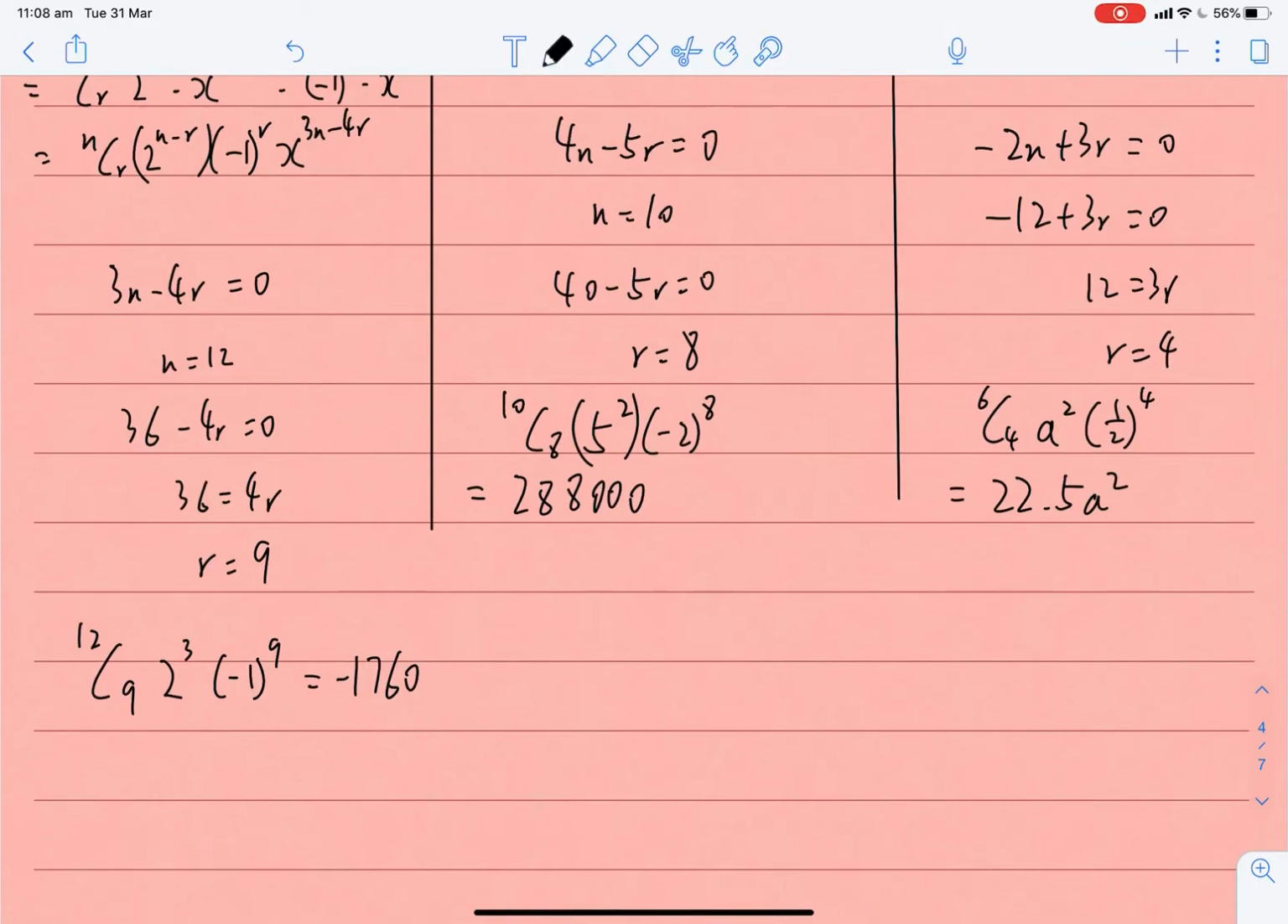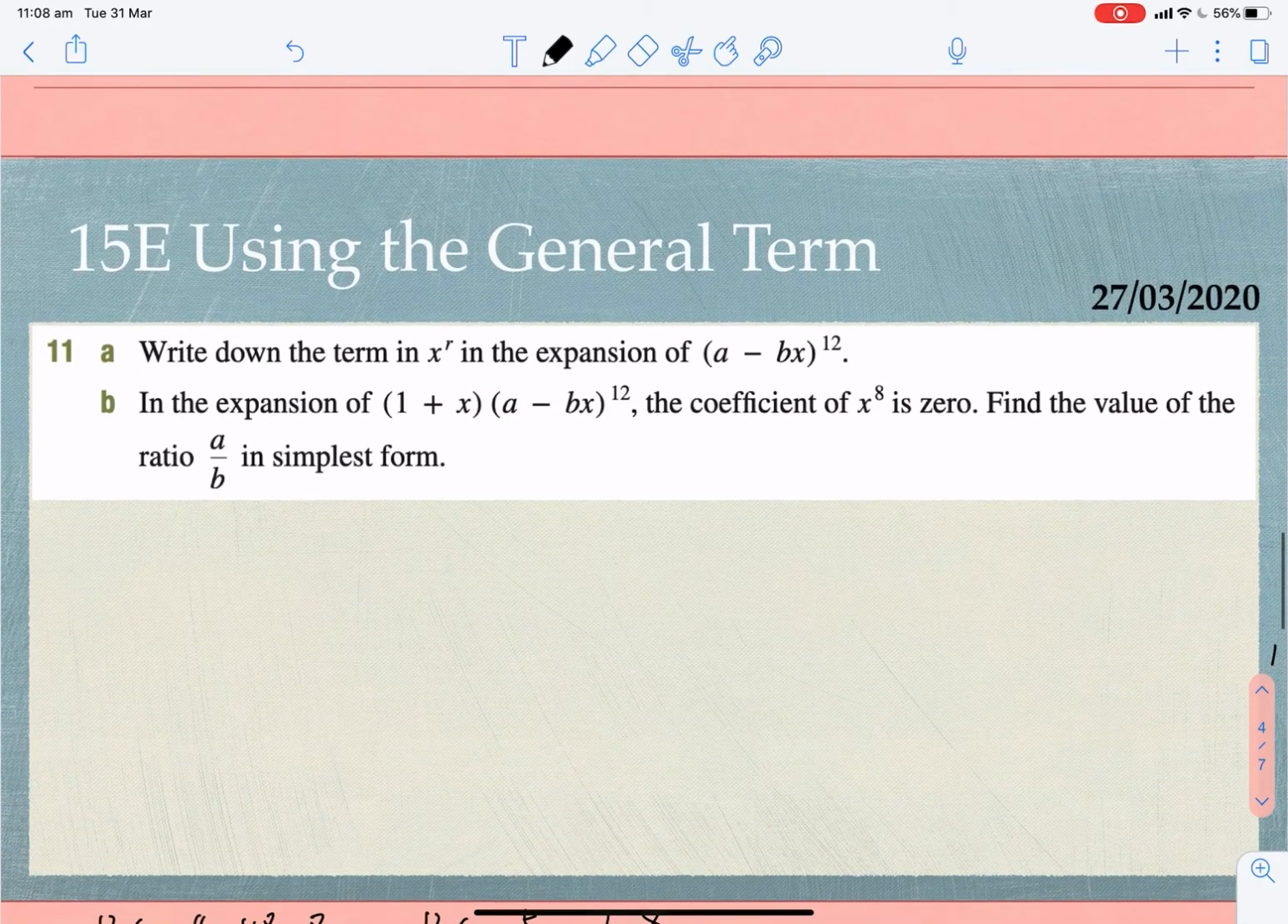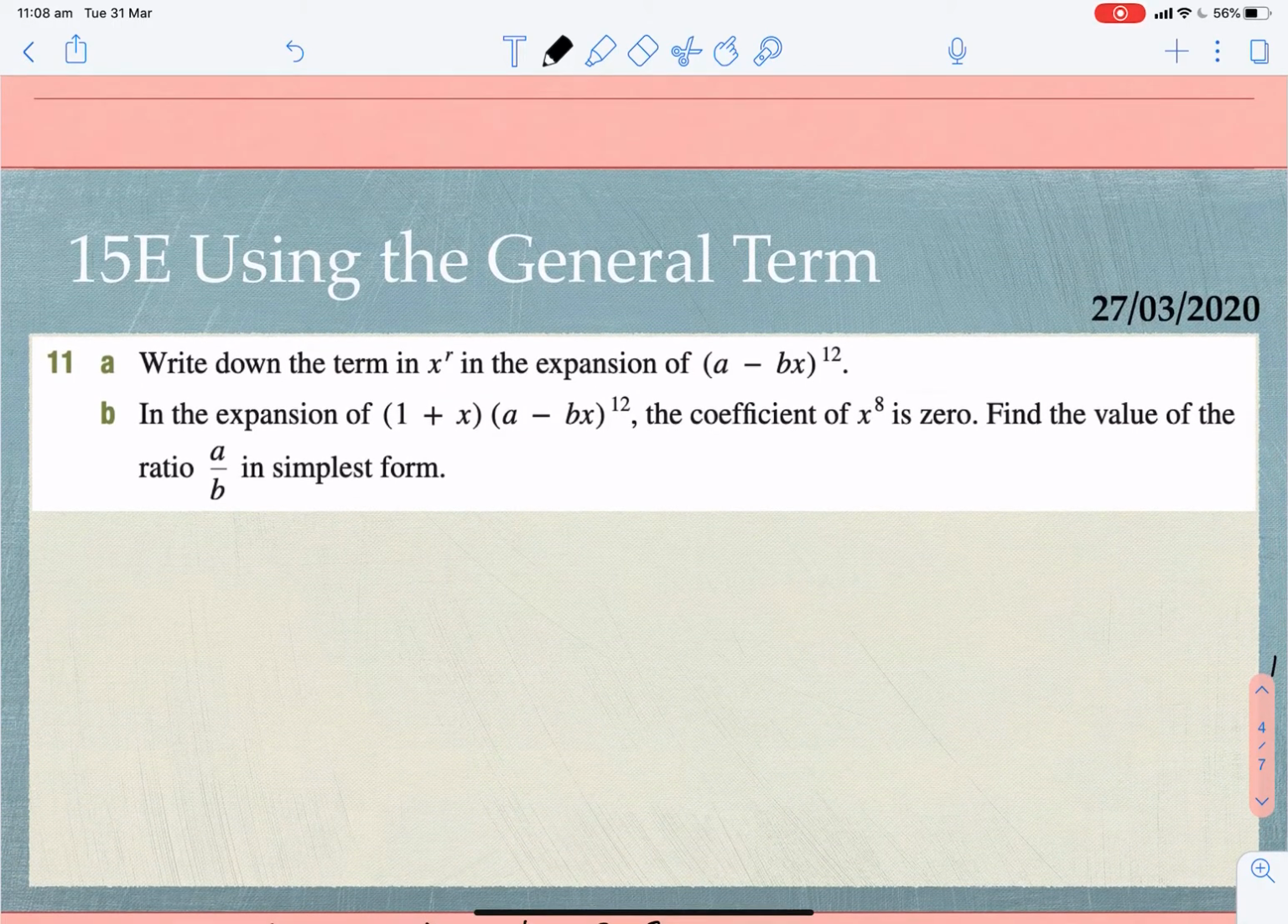So yes, let's move on. Another thing, this one's slightly harder. Let's do some harder questions. Obviously we're not doing easy questions all the time. So in this case, we write down the term of x to the power r expression of that. Why don't we just put in the general term first? Every time we do this, it's better to just put in the general term.